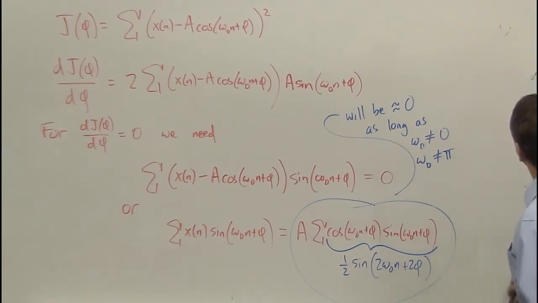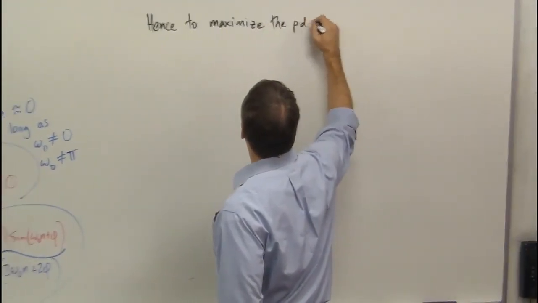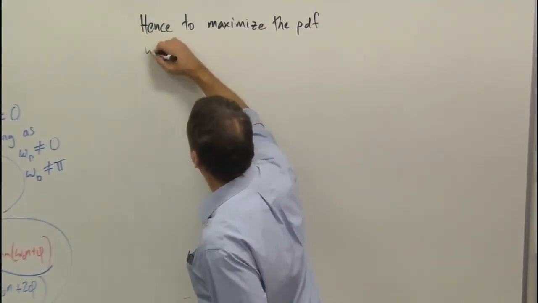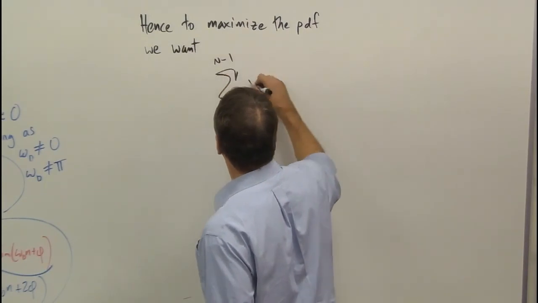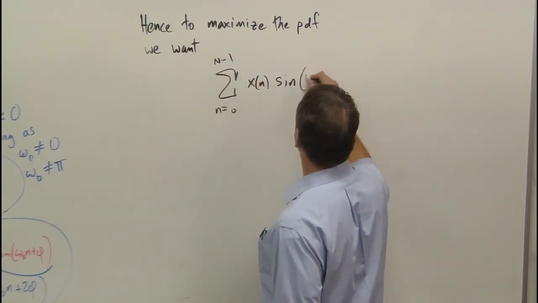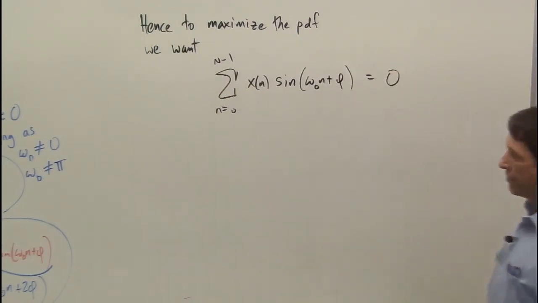So for the derivative of this, in order to maximize the PDF, the likelihood function, we need the sum of the x's times the sine to be equal to 0.